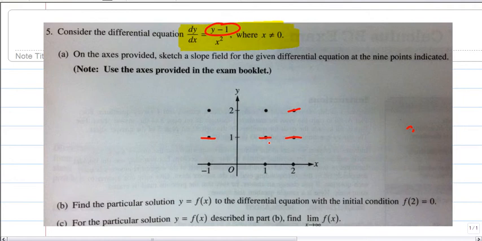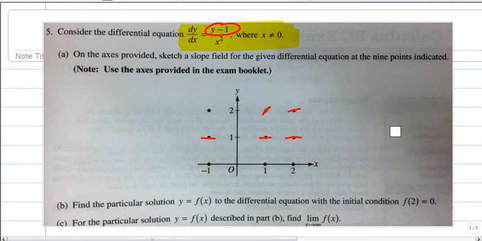Okay, you've got a couple more to go. Let's go with this guy right here. Over 1, up 2. So, plug it into your differential equation. x is 1, y is 2. (2 minus 1) over 1 squared. That's 1. Slope is 1. So, up 1 over 1. You're looking at that slope. Okay, we're almost there.